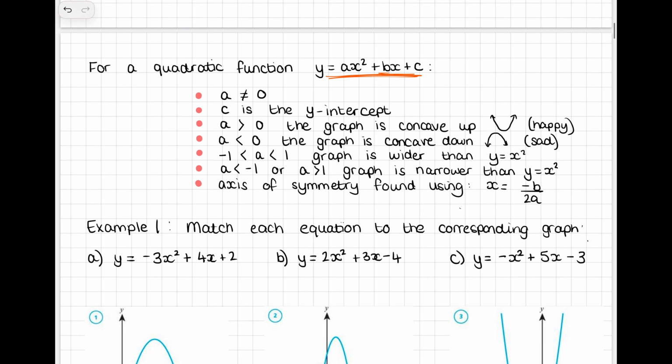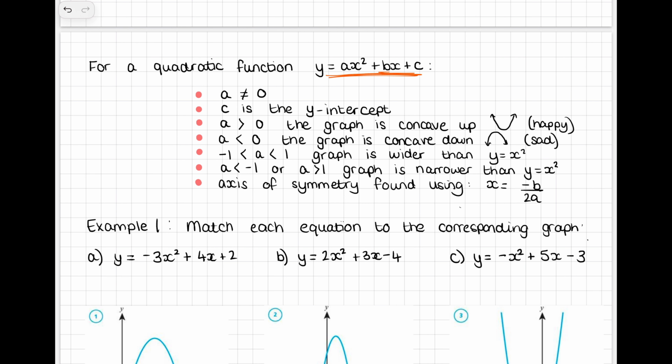If our a value is between -1 and 1, so say a half or a third, the graph will end up being wider than just the general form of y equals x squared. If our a is less than -1 or greater than 1, so anything that's not a fraction smaller than 1, the graph will end up being narrower than y equals x squared.